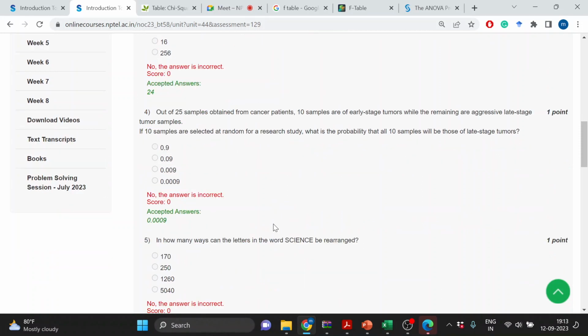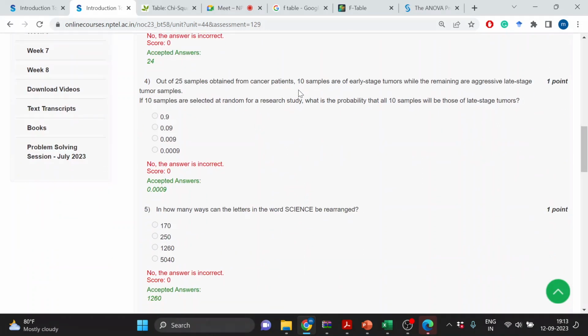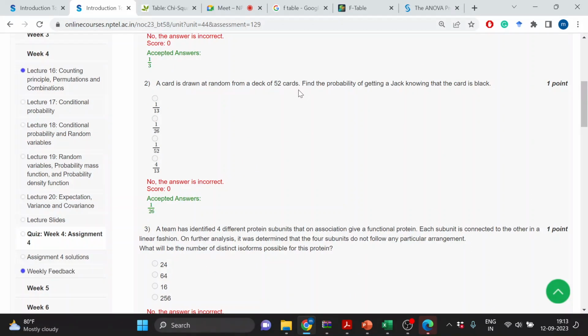Sorry, fourth question you said, no? Second question only. So, 1.23 is find the probability of getting a jack knowing the card is black. You know the card is black, so there are 26 black cards, and 2 jacks among them, so 2 by 26. So it's 1 by 13 is the answer. Yes, yes. Okay, it's 1 by 13.